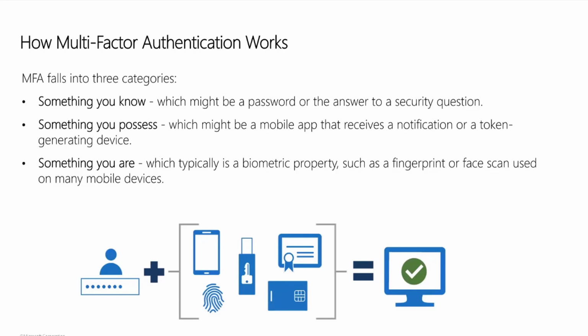Azure Multi-Factor Authentication supplies added security to your identities by requiring two or more elements to complete the authentication. The elements fall into three categories: something you know, which might be a password or the answer to a security question; something you possess, which might be a mobile app that receives a notification or a token-generating device; and something you are, typically a biometric property such as a fingerprint or a face scan used on many mobile devices.